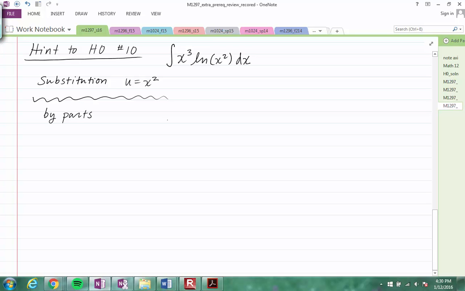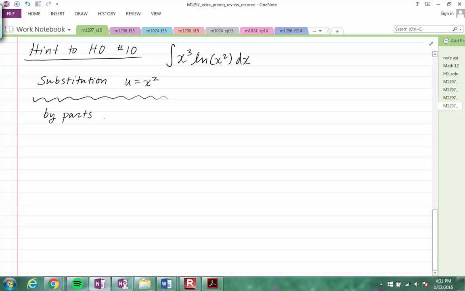By parts is usually for when you have some function times another function and they're different types of functions. In other words, x cubed times x squared would not be different types of functions, because they're both polynomials and you could combine them and simplify. There are some other scenarios that can work, but generally that's what it looks like. We have x cubed times the natural log of something, which happens to be a composite function too, but it's possible that by parts could work.